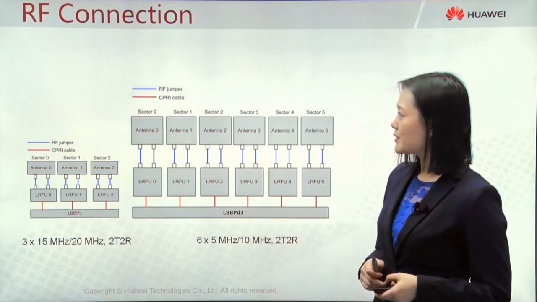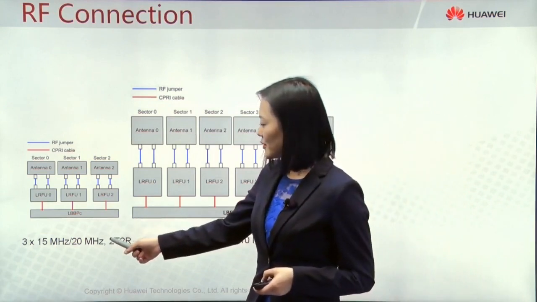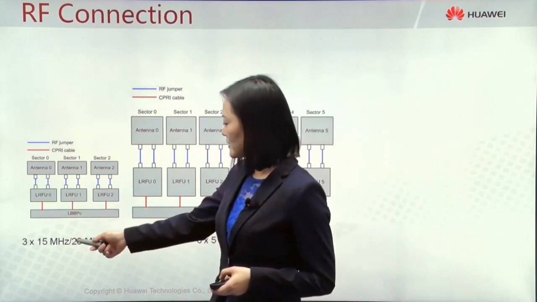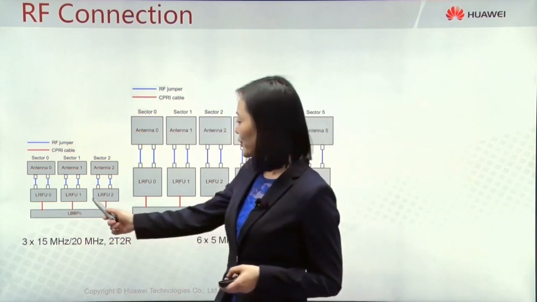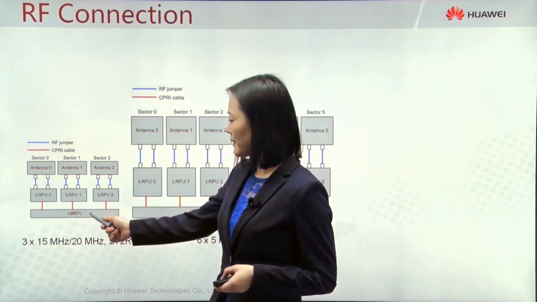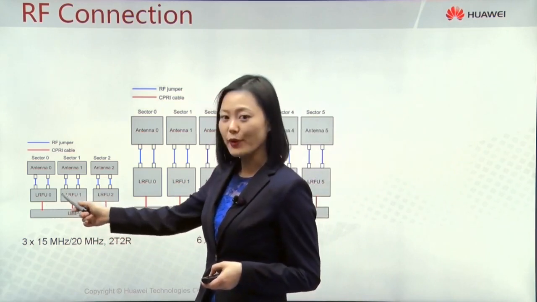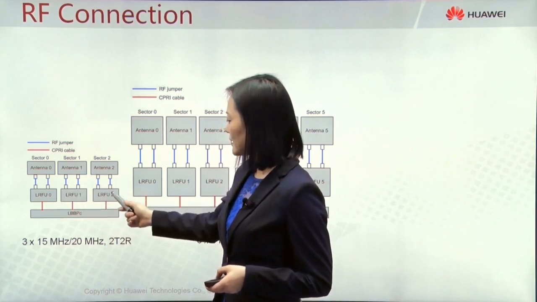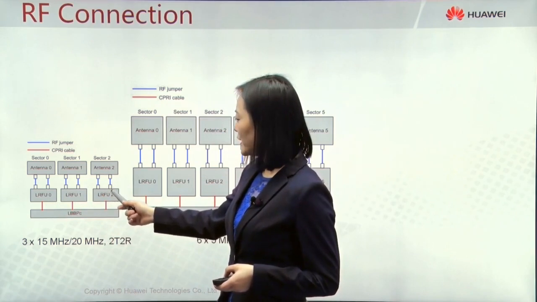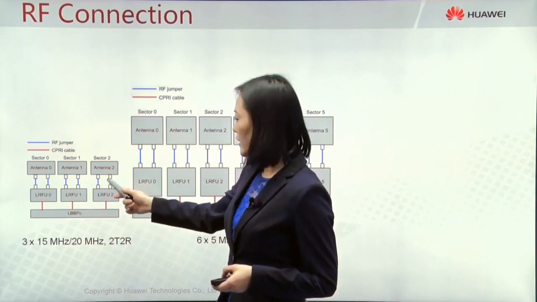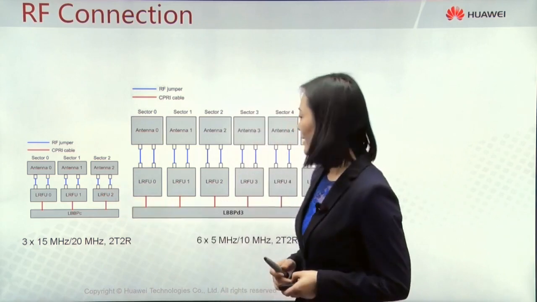This slide is about the RF connection. The left side shows us the site with 3 cells and the 2T2R configuration. We configure LBBPC as the baseband processing board and come out 2 CPRI cables to connect with each LRFU. Then each LRFU connects with the antenna with 2 antenna jumpers, this blue cable.